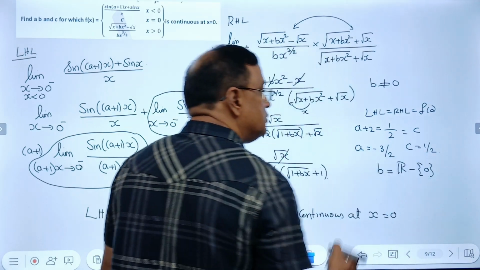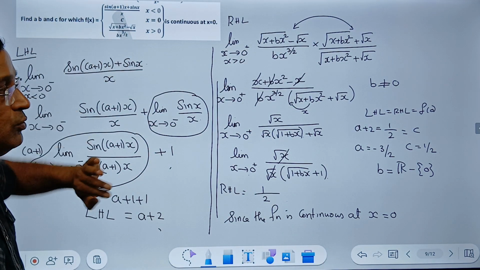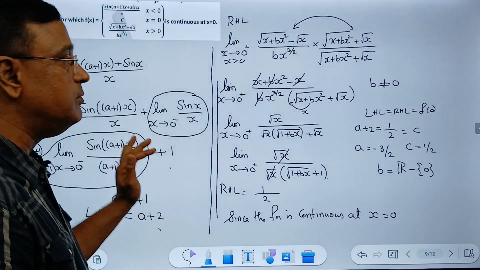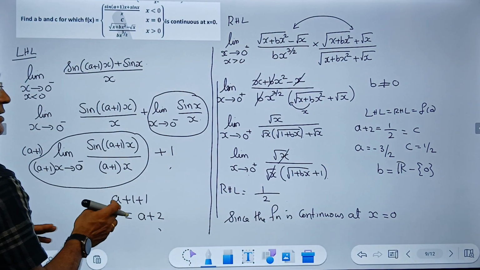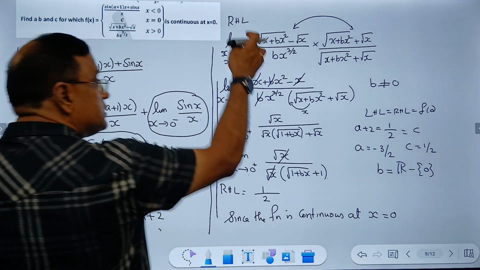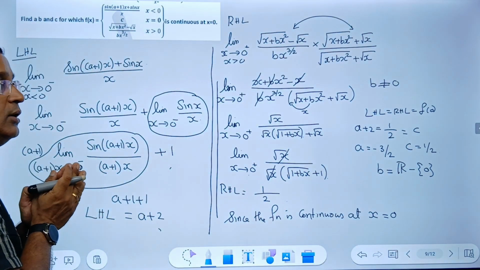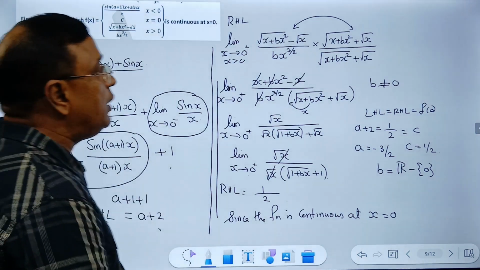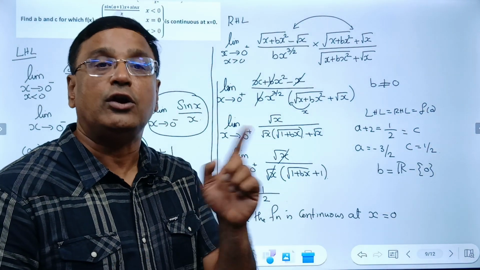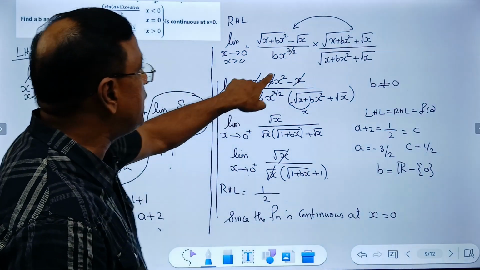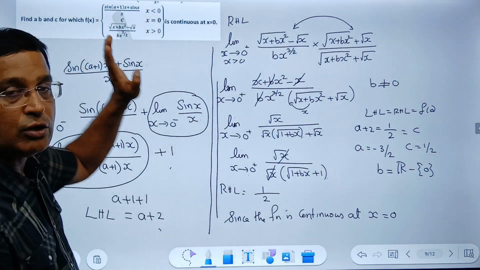Why should it be except 0? If b is 0, the function is not well defined. Therefore, you have to remove 0. So b is all real numbers except 0. Again, I am repeating: your LHL is independent of b. Your RHL, even though b is there, it gets cancelled, so b is not at all involved in RHL. And the f of 0 also does not involve b. So b can be any real number, but it cannot be 0 because if it is 0, you cannot cancel. That is the first reason. Or, if b is 0, this function cannot be well defined. Okay.